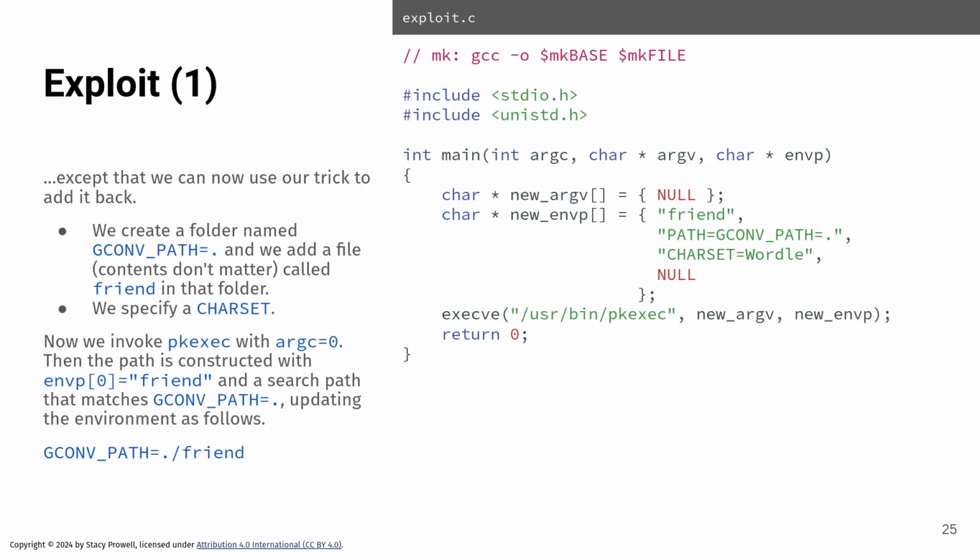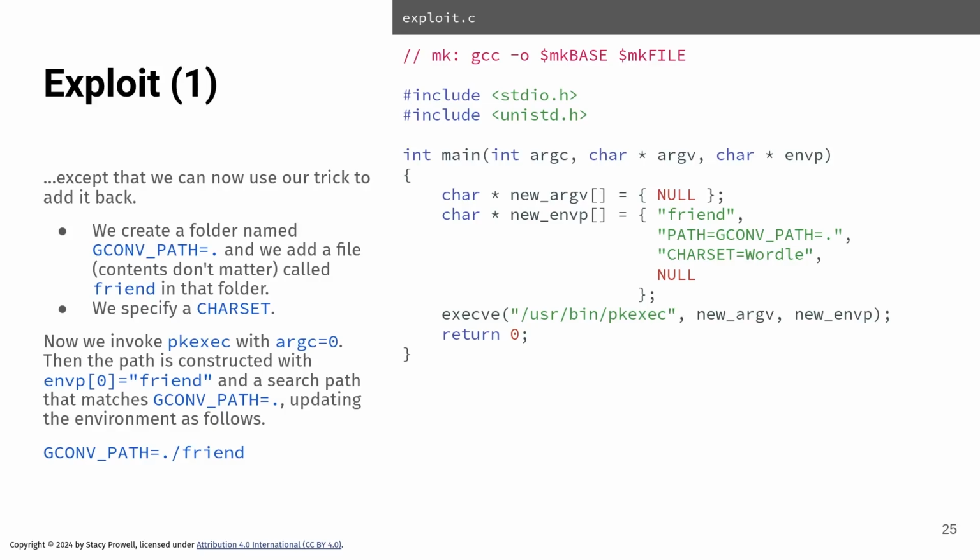So let's create a folder and have the folder name be gconv_path equal period. I mean, that's literally going to be the folder name. Okay? And if you look at that, that's an environment setting. That's our folder name. And we'll add a file to that folder, and we'll just, I don't know, we can just call it friend. Now, we specify a char set.